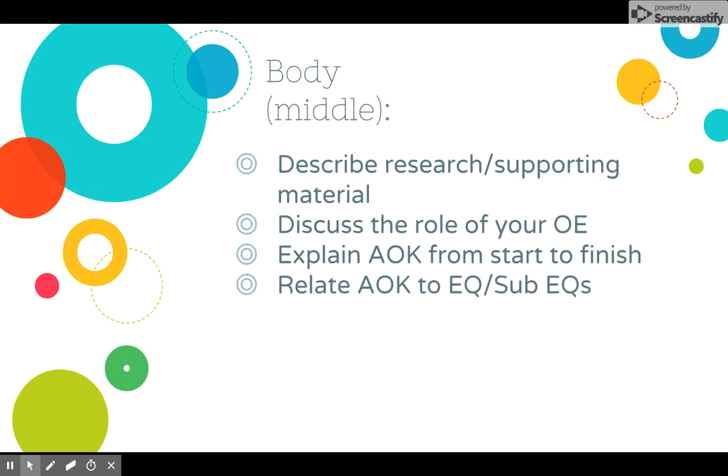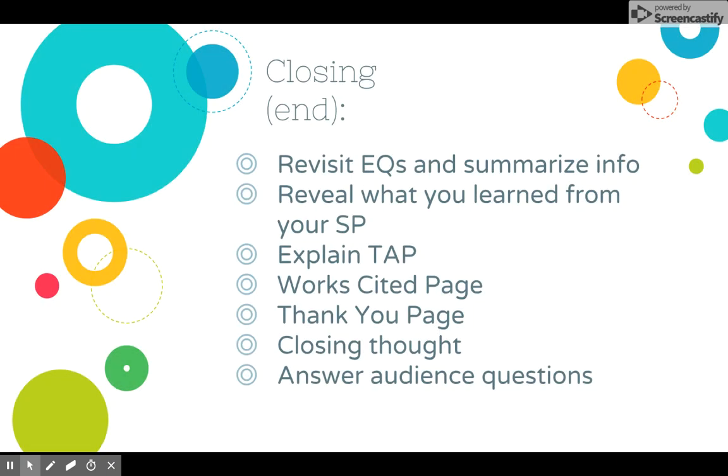In the middle, you really do start diving into the project, your research, the role of your OE, what your AOK was start to finish, relating your AOK to your EQ and your sub-EQs. That's a really, really important piece to this. And then as you get to the end, you want to make sure you revisit your EQs and answer them, believe it or not.